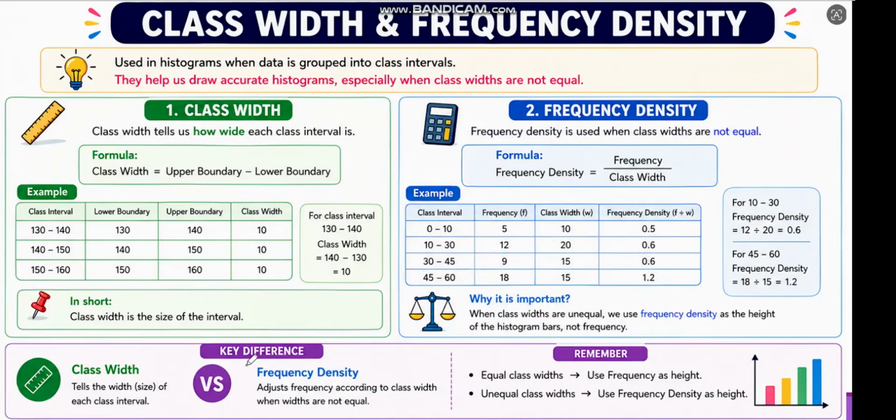So in short, if I revise this, if the class width remains the same, we can simply plot the bar chart or the frequency diagram by considering the frequency for the height of the bars. But if the class width does not remain the same, we will consider the frequency density for the height of the bars. So for equal class widths, we use the frequency as the height, but for unequal class widths, we consider frequency density for the height. Now let's proceed to the questions.